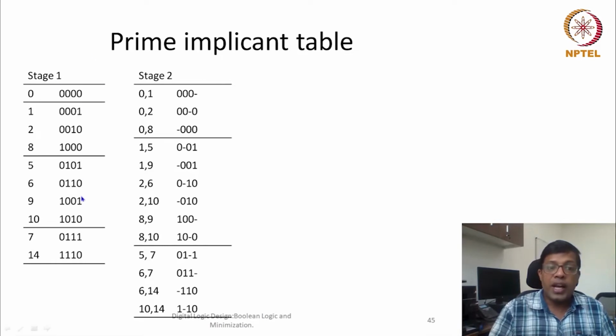However, 1 and 9 can be combined. So we write 1 and 9 here, and the difference in 1 and 9 is only at the topmost bit, otherwise 0 0 1 is the same for both of them. So whatever variable is different, we replace that variable with the dash. In a similar way, 2 is compared with 5, 6, 9 and 10, and wherever it finds only one variable difference, that particular pair is written in this group.